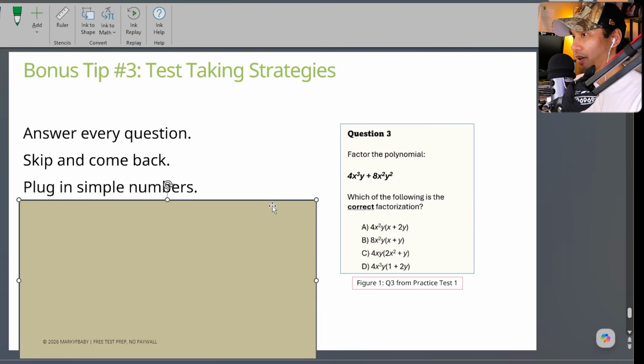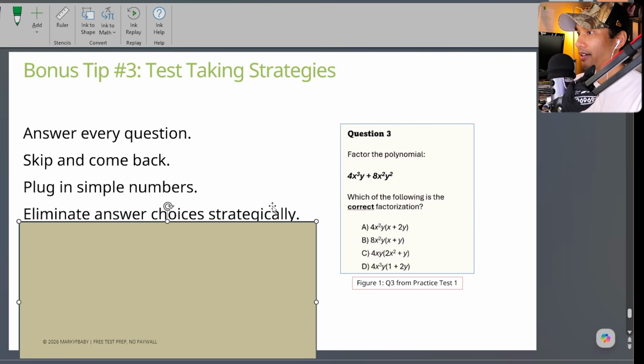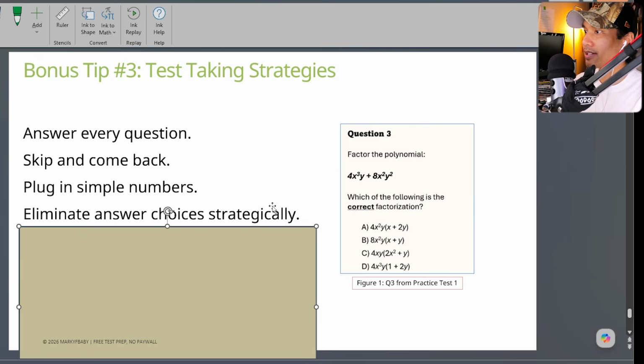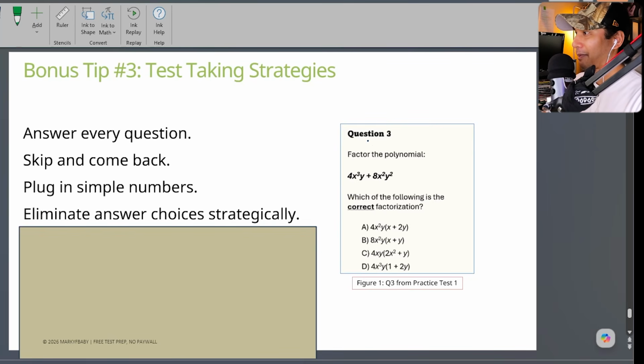Let's go on to the next one, and that is eliminate answer choices strategically. Okay? So for this one, and we're going to use figure 1 here, which is from practice test 1. Let's just quickly factor out what we could take out. Oh my gosh, my words are not wording right now. You know what I mean, right?